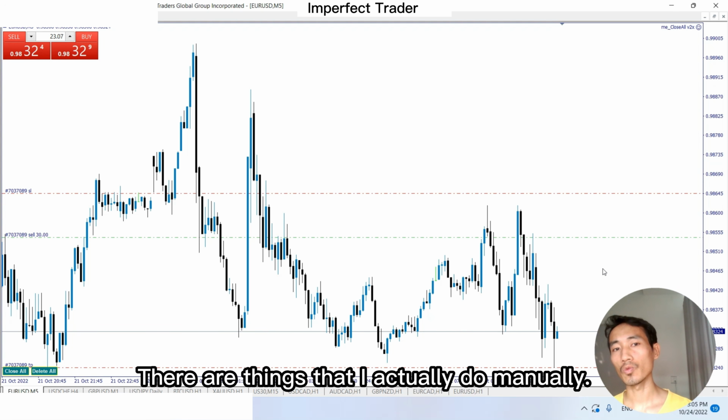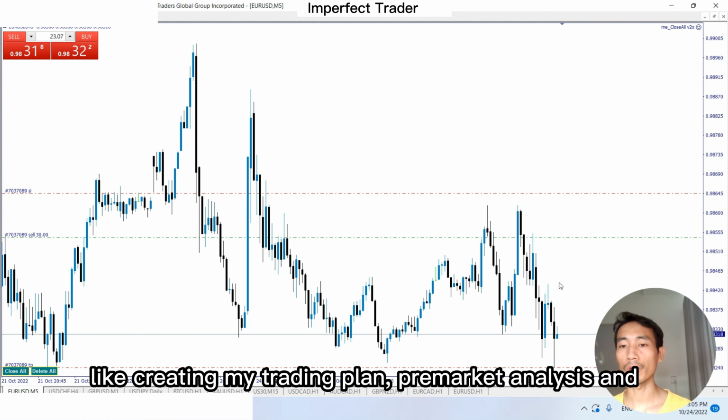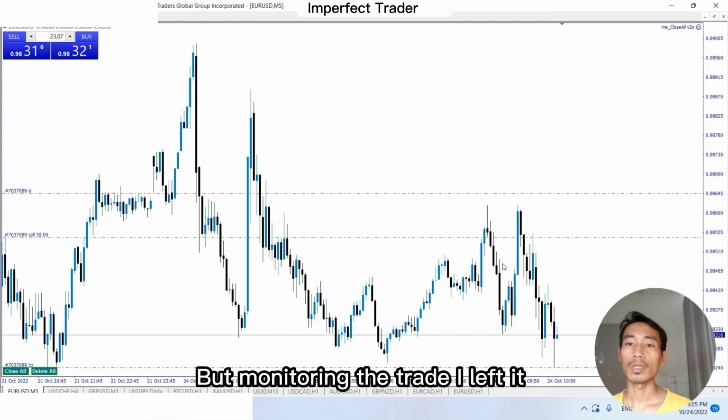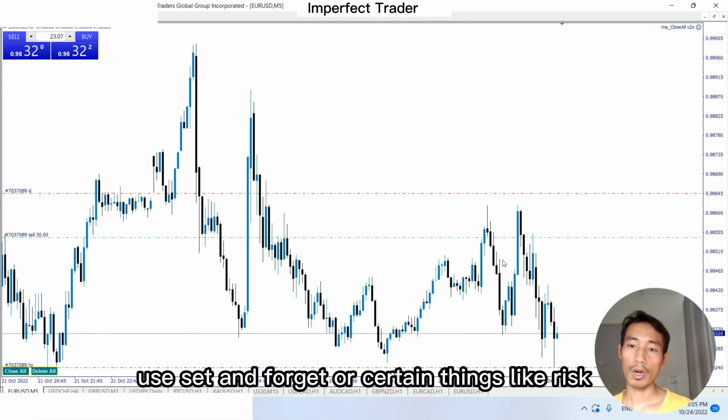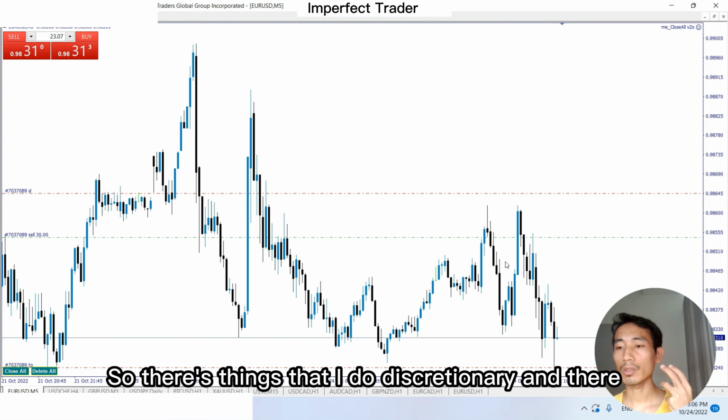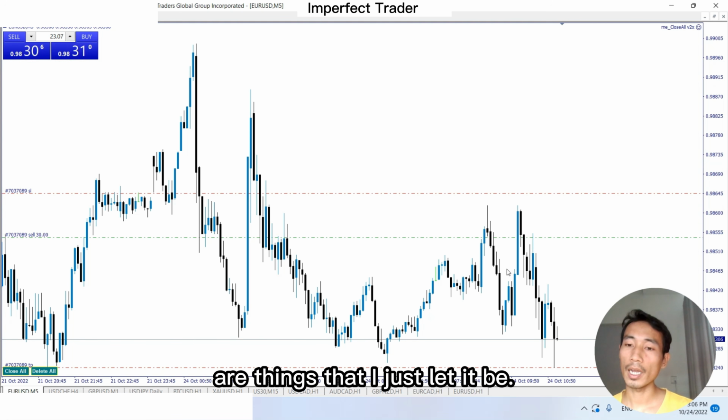There are things that I do manually, like creating my trading plan, pre-market analysis, and stopping myself from overtrading by using the daily limit, which is 2 trades a day. But monitoring the trade, I let it be. I use set and forget, and certain things like the risk reward ratio are fixed at 1 to 3. So there are things that I do discretionarily, and things that I just let be.